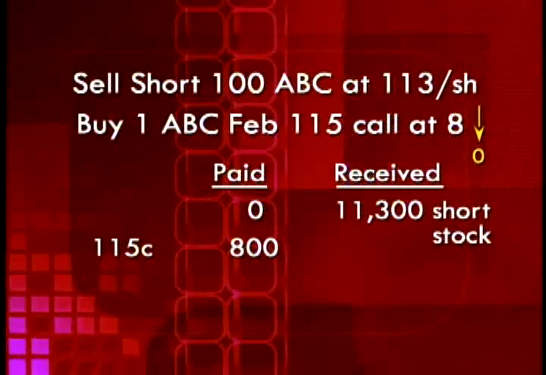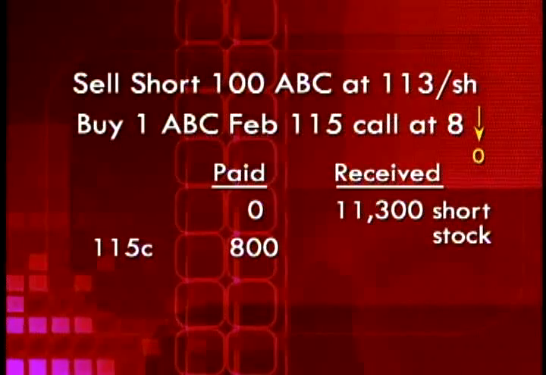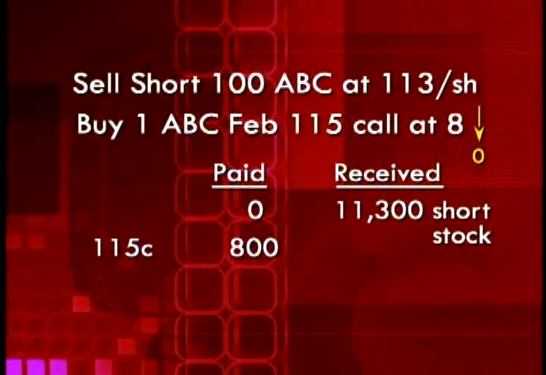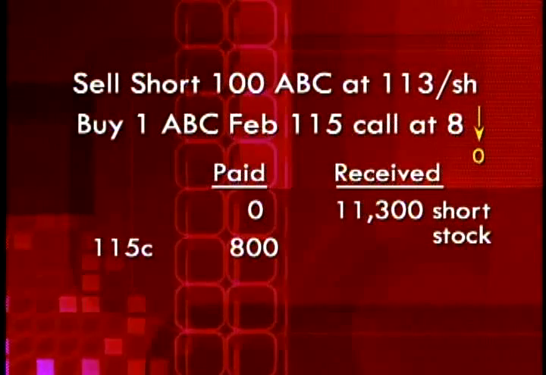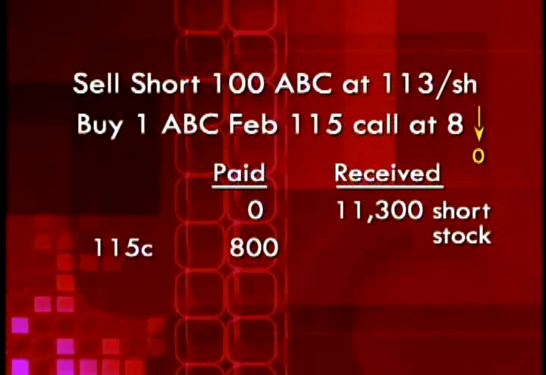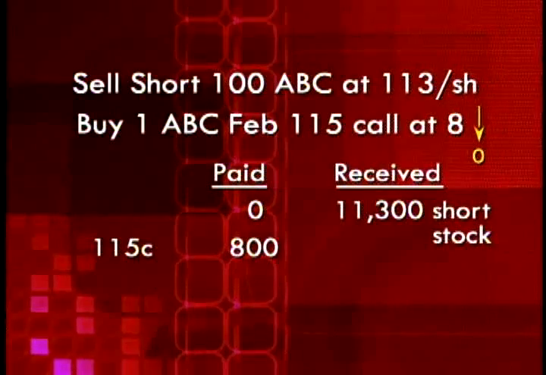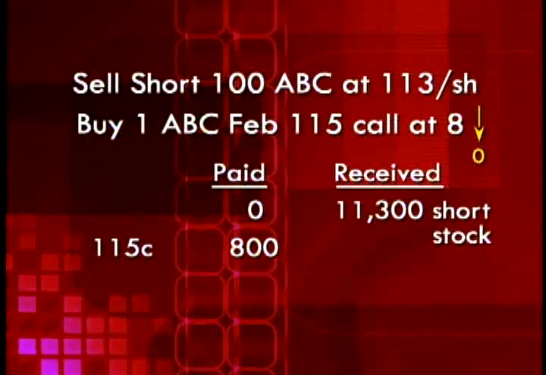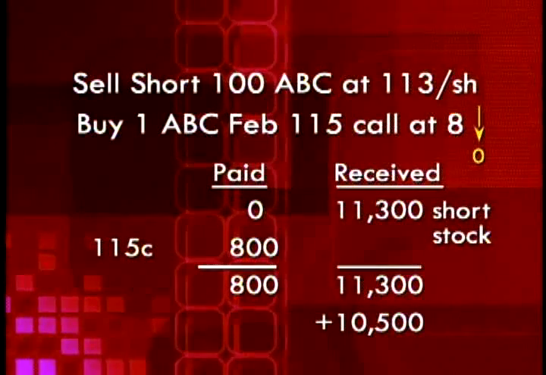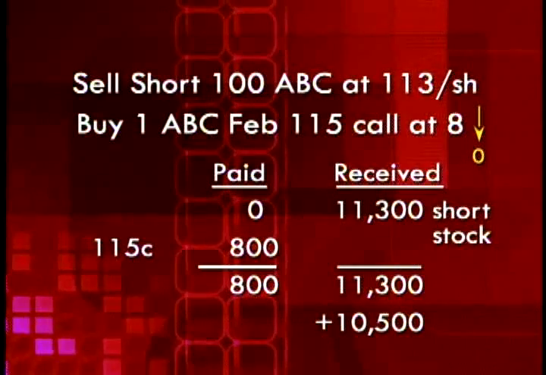Now, that's what the investor is hoping for. If the stock goes to zero, then the investor would pay virtually nothing to replace the borrowed shares. However, the call option, like an unused insurance policy, expires worthless. And you can see that because the stock is at 0 and the call is at 115, so it's way out of the money and therefore worthless. So what we would have is that the investor would pay $800 for the option, and if the stock goes to 0, they would receive $11,300 from the short stock position for an overall net profit of $10,500. That's your best possible outcome in this scenario.